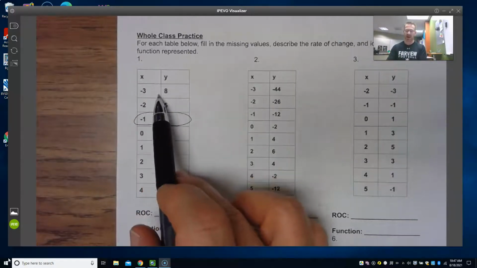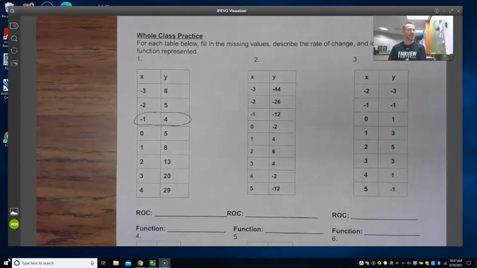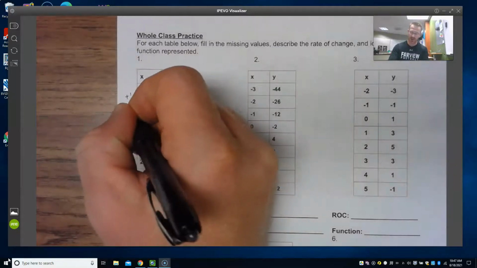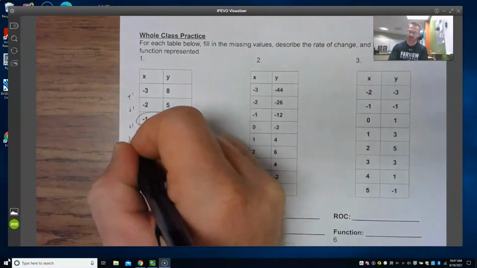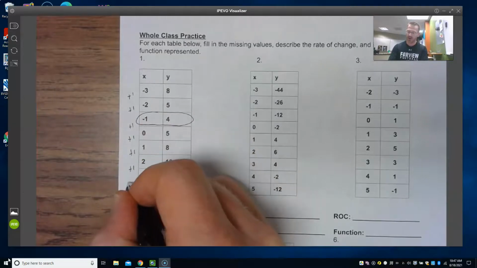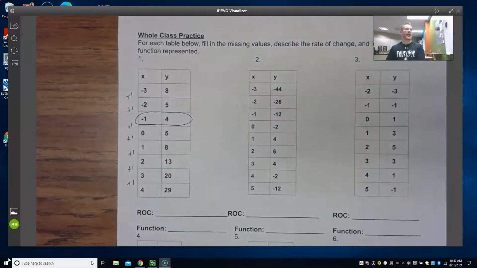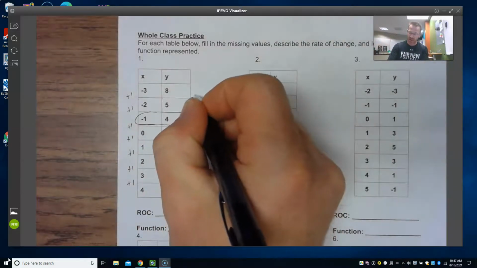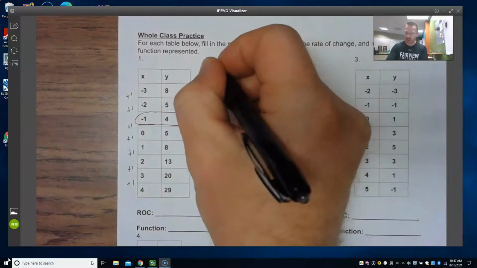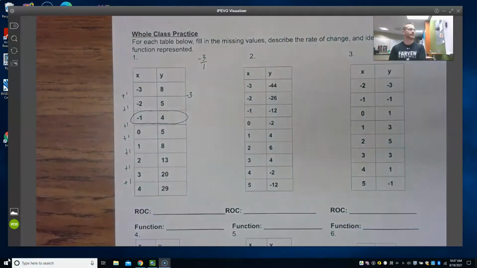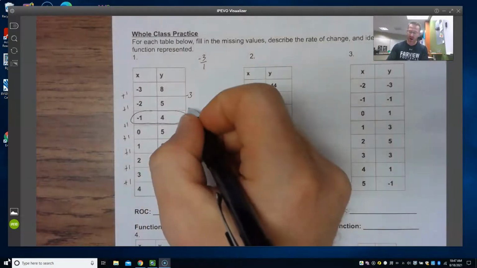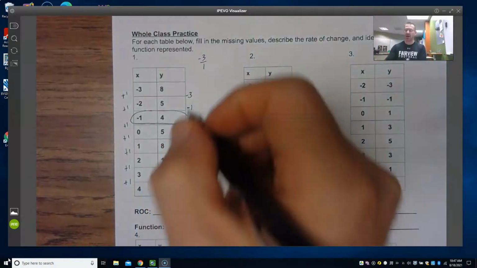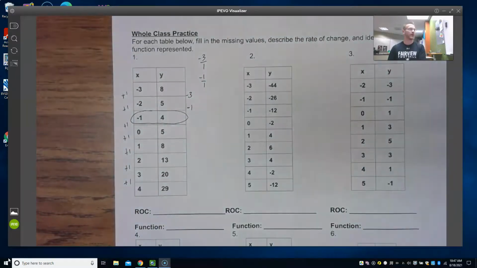So I'm going to look down my X column here. When I look down my X column, I can see that everything is increasing by 1. So I'm just going to do that real quick. All right, and so now I'm going to jump into my Y's and see how they are changing. When I go from 8 to 5, I go down 3. So my first rate of change is negative 3 to 1. Now when I look at my second change in Y, when I go from 5 to 4, I go down 1. So my second rate of change is negative 1 to 1.